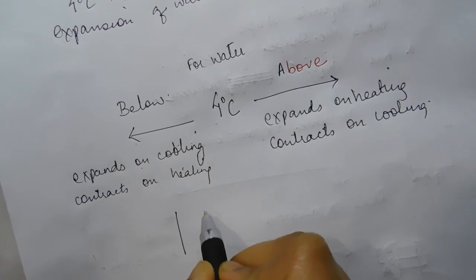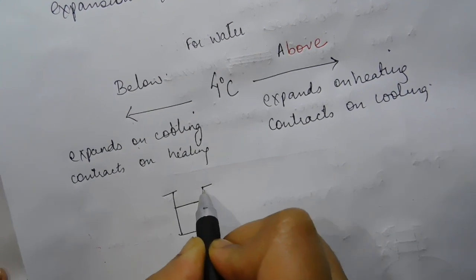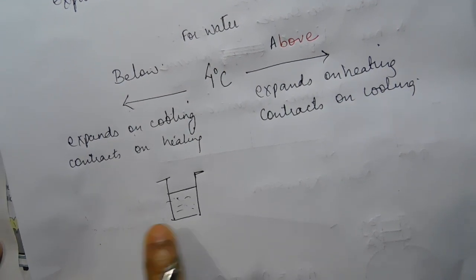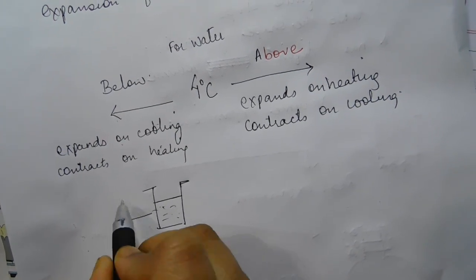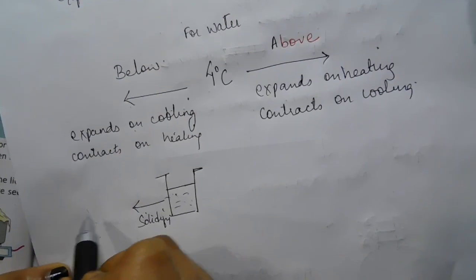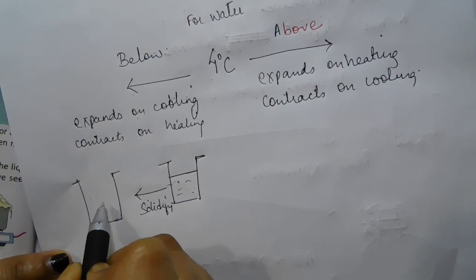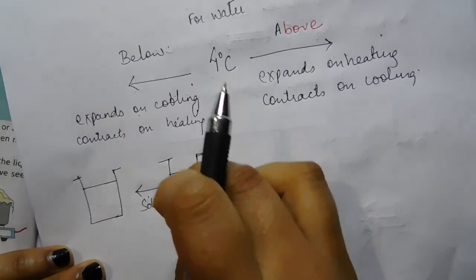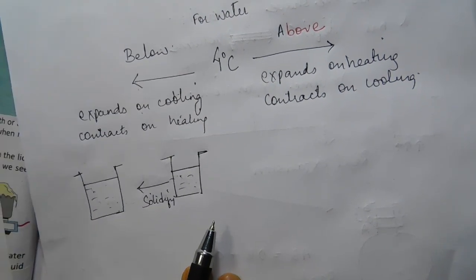Let's take some water in a glass and mark the level till here. Let's put this in a freezer. When we put it in a freezer, it solidifies and changes to ice. We see that when it changes to ice, the volume increases. Initially it was less. Now the volume of ice increases because of the anomalous expansion.